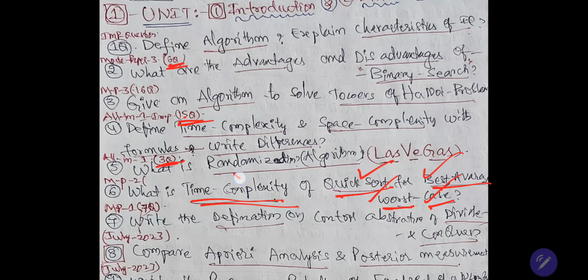For quick sort we need to write best case, average case and worst case for the time complexity. You need to write the time complexity formula, you need to explain the quick sort algorithm, and you need to compare. Then write and define divide and conquer. You need to define divide and conquer, right? First unit, second chapter, direct question. Then here a priori analysis and posteriori measurement.